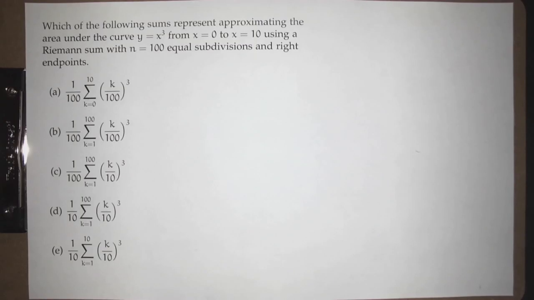So we have our review question. Which of the following sums represents approximating the area under the curve y equals x cubed from x equals 0 to x equals 10 using a Riemann sum with n equals 100 equal subdivisions and right endpoints?